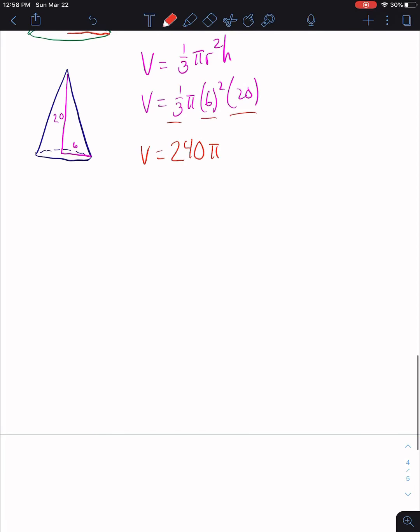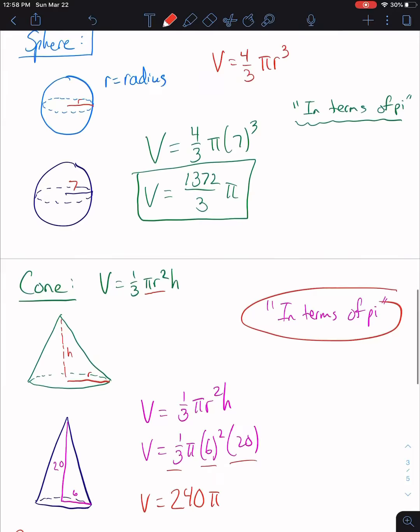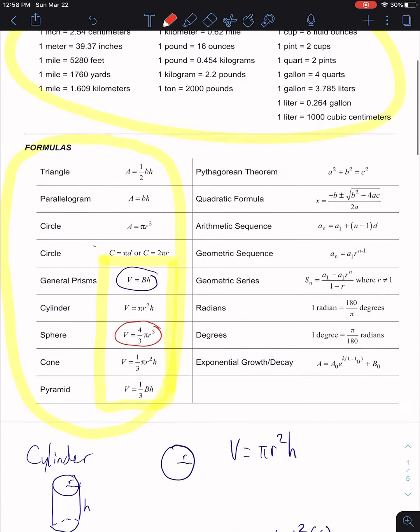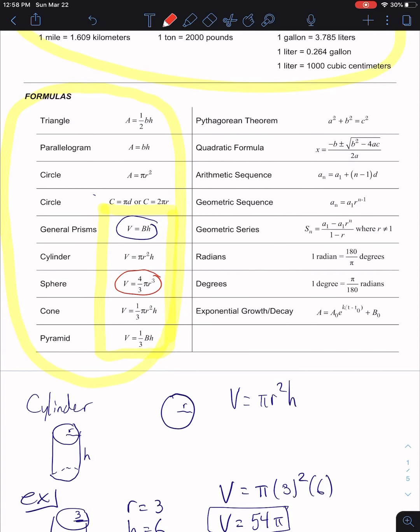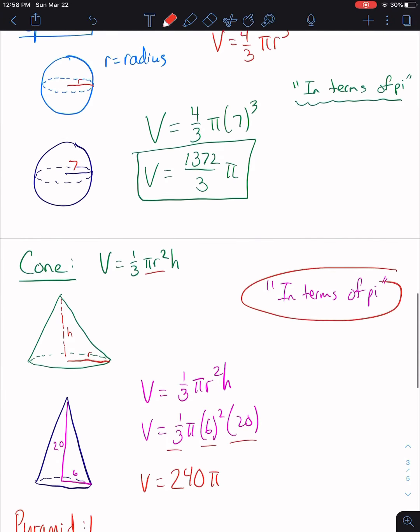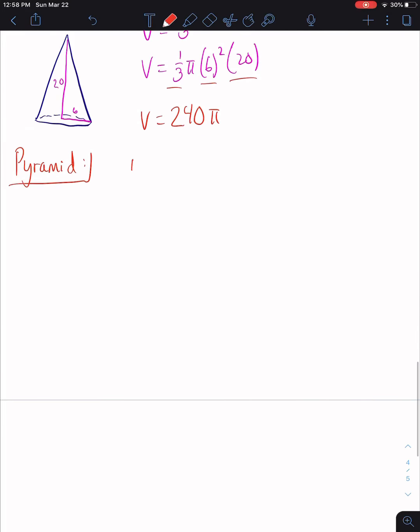And then the final shape that we're going to be looking at is a pyramid. A pyramid can be somewhat different. When we scroll back up, we're going to see the volume formula of a pyramid is 1/3 capital B H. So the volume of a pyramid is 1/3 capital B H. And that B does again stand for the area of the base.